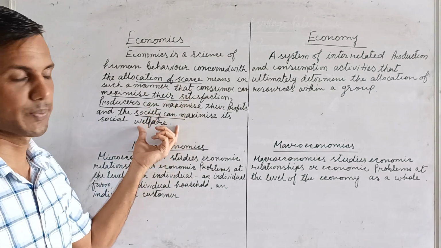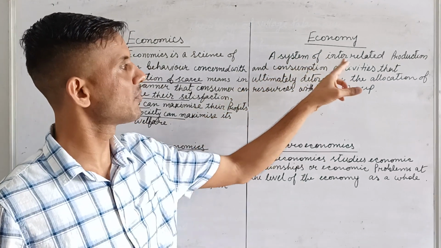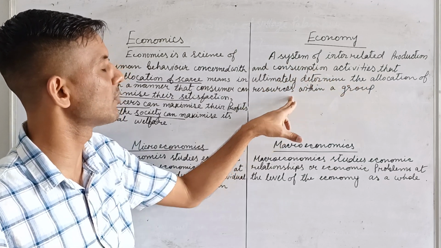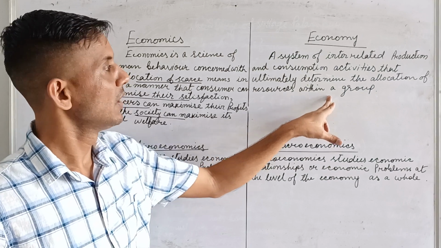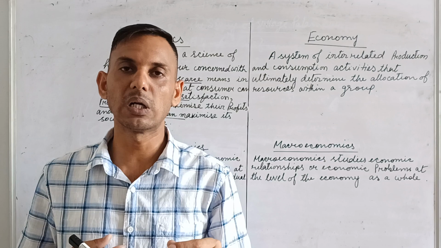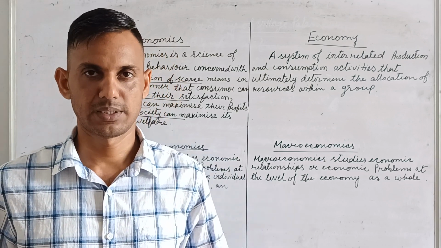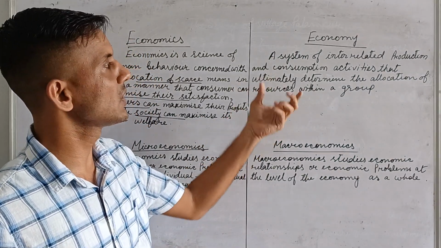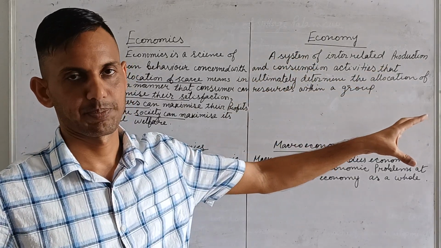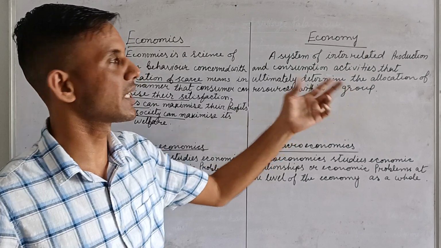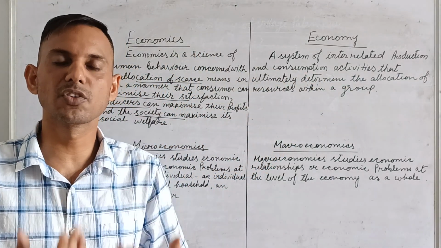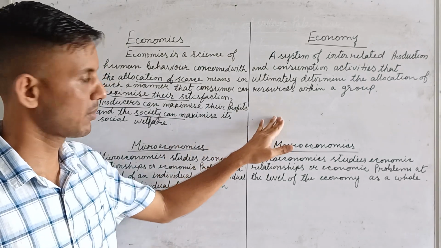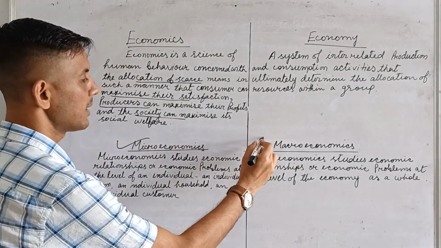This is economics. Then what is the economy? The economy is a system of interrelated production and consumption activities that ultimately determine the allocation of resources within a group. It means those who are directly or indirectly related. So economy and economics are different. Economy is the system of interrelated production and consumption activities, and economics is the allocation of scarce resources so that we can use them properly. Now you see micro and macroeconomics.